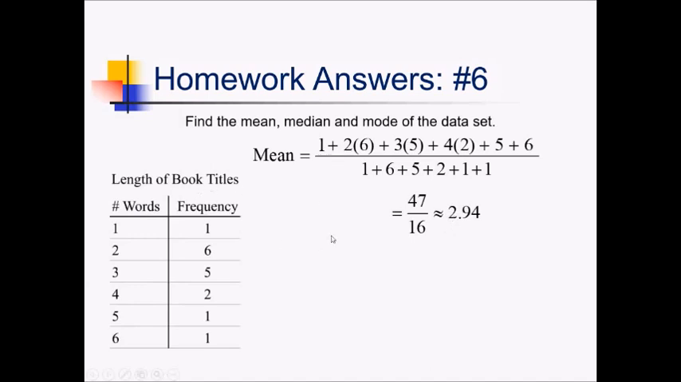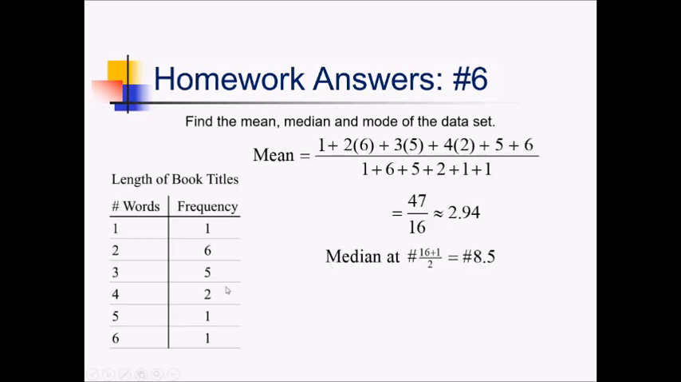Now for the median, this one's a little bit trickier. I have to first find the index of the middle item, and then I can use that to look at my frequency list and see where it should fall. So the middle item is always going to be 1 plus the number of items divided by 2. So in this case, that's going to be 16 plus 1 divided by 2. The median is going to be at item number 8.5. So we have to find the 8.5th word here and see where that falls.